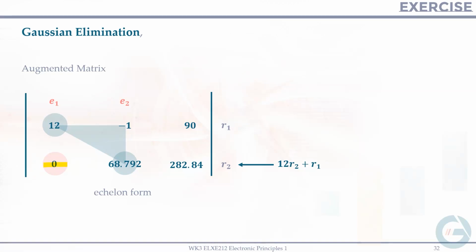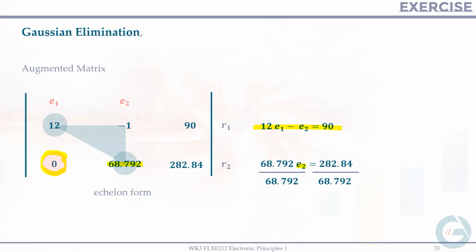Then I will again convert this matrix into equation form. So this is now my new equation. Of course, your equation 1 doesn't change. Equation 2, so we only have E2, 68.792. So we don't have E1 since we zeroed that out. And equivalent to 282.84. So I can simply divide both sides by 68.792. So this one cancels out. And this will give me E2 equals 4.11 volts.